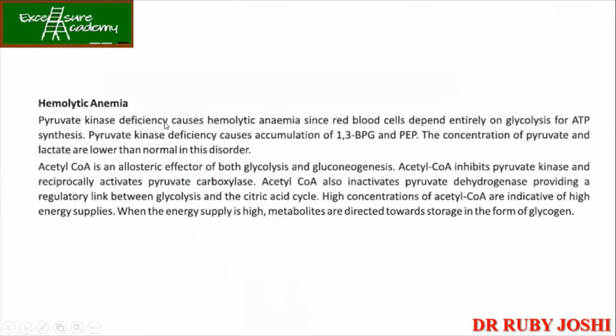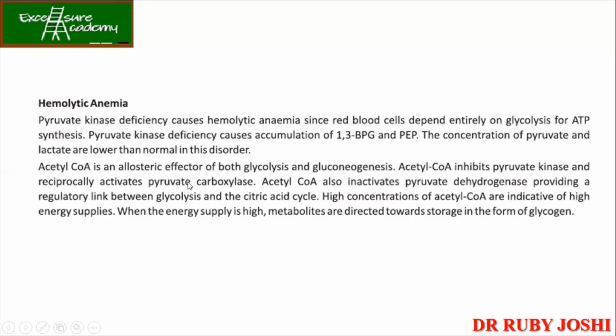Now hemolytic anemia. Pyruvate kinase deficiency causes hemolytic anemia since RBCs depend on glycolysis for ATP synthesis. If pyruvate kinase deficiency is there, it causes accumulation of 1,3-bisphosphoglycerate and phosphoenolpyruvate. So the concentrations of pyruvate and lactate are lower than normal in this disorder. The concentration is very less, so the ATP is also less.